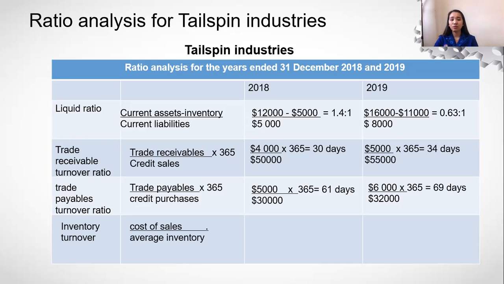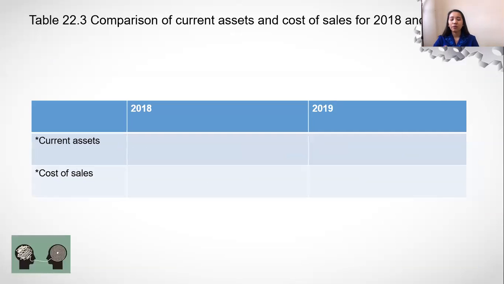Inventory turnover is how many times our inventory turns, coming in and out like that. So the formula is cost of sales divided by average inventory. It says 2018 we got 7.4 times, but for 2019 it's about 4 times. Getting increased. So this is a comparison of current asset and cost of sales for 2018 and 2019.